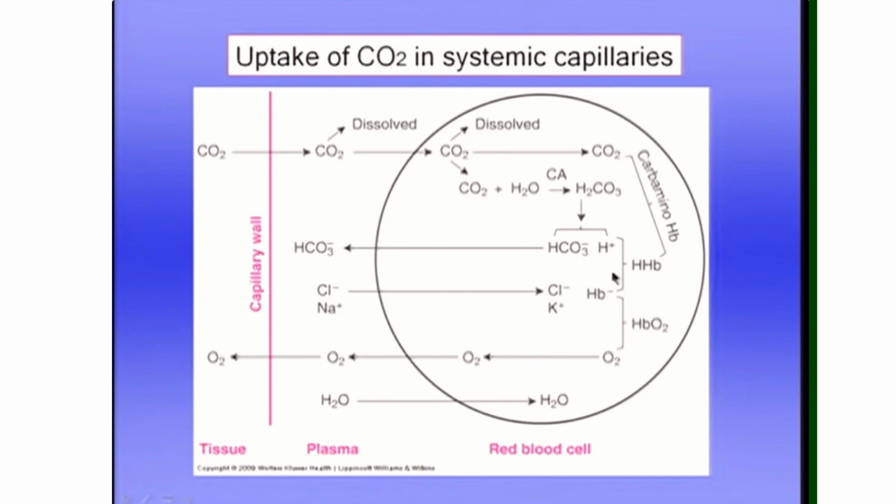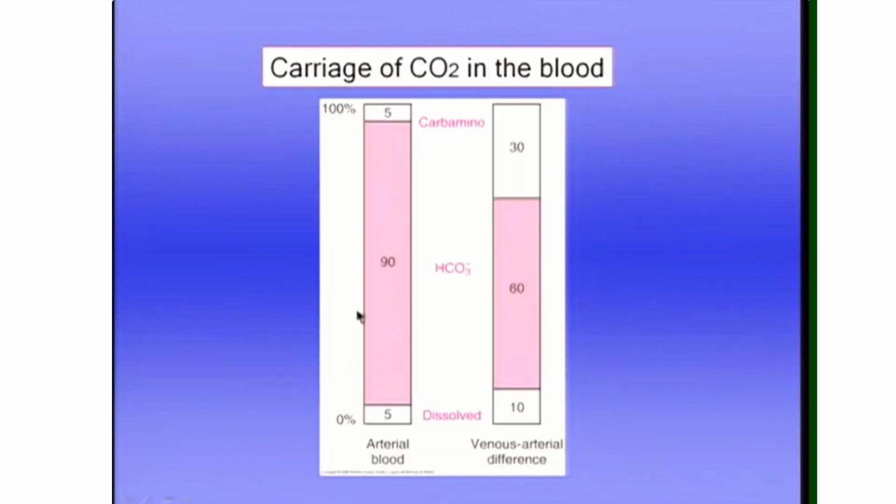Okay, so that's a summary of what happens within the red cell when the CO2 is taken up. It's a complicated picture perhaps, but if you go through it slowly as I've done, I think you'll see it makes sense, and it really puts together all the factors involved in CO2 transport by the blood. So let's just summarize the various forms of CO2 in the blood.